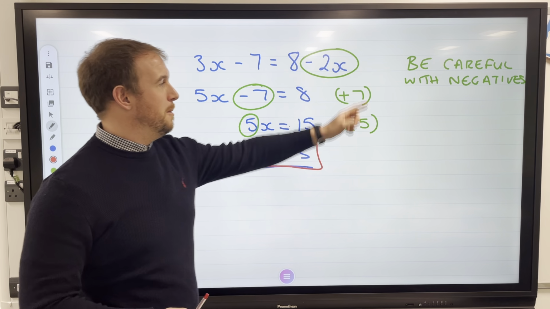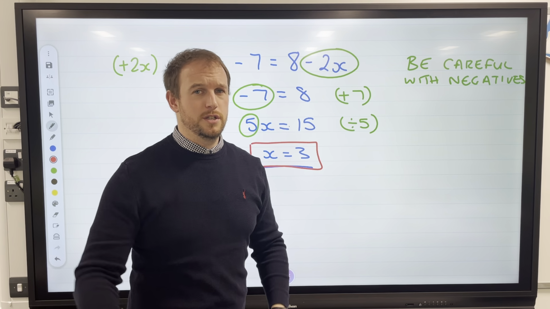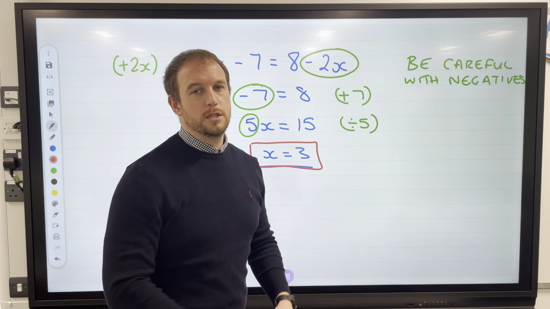Equal signs in line, be careful with negatives, inverse to solve, eliminate smallest unknown.